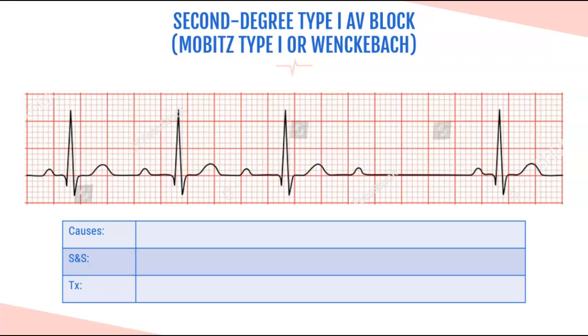Signs and symptoms will show if there is decreased cardiac output. If there is decreased cardiac output, you'll see signs like lightheadedness or hypotension, especially if that ventricular rate is slower. If asymptomatic, no treatment is necessary, but atropine can increase conduction and a pacemaker can help long-term relief.